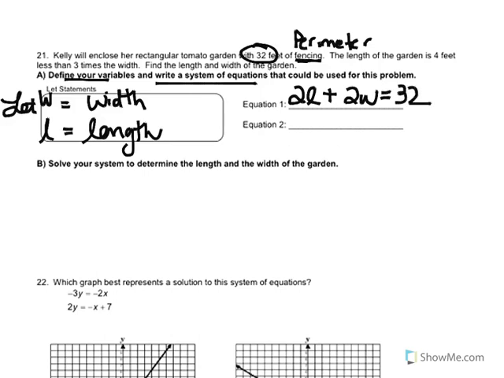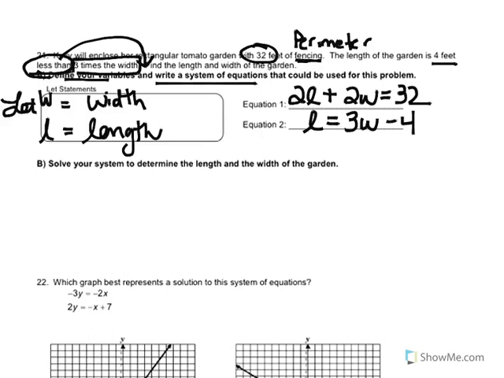Now let's look at the relationship between the length of the garden and the width. It says the length of the garden is, that's L equals 4 feet less than 3 times the width. So anytime you see the words less than, it comes after what was said. So we're going to say 3 times the width minus 4. That's 4 less than 3 times the width. You can kind of read it backwards. 4 less than 3 times the width.